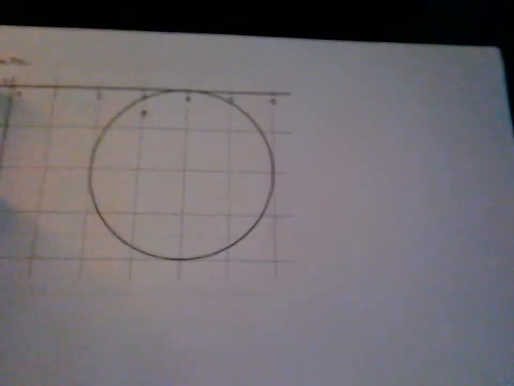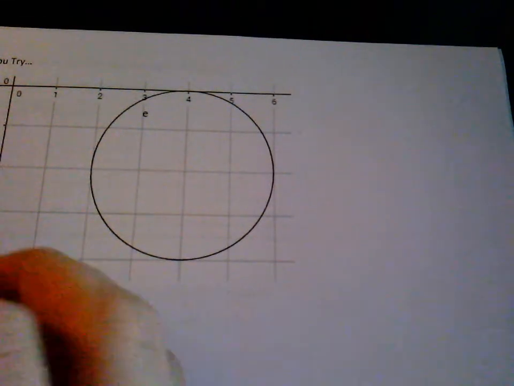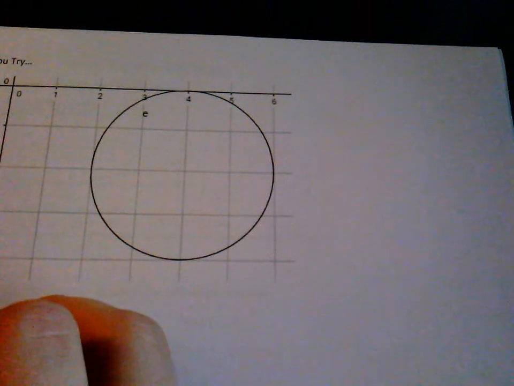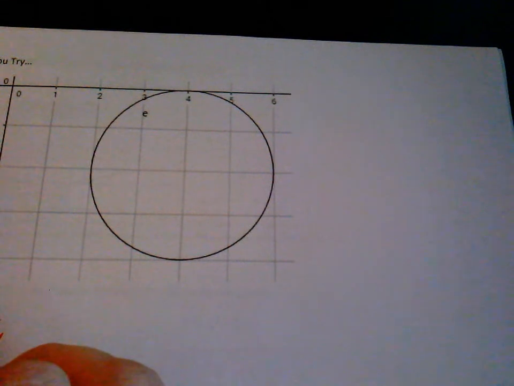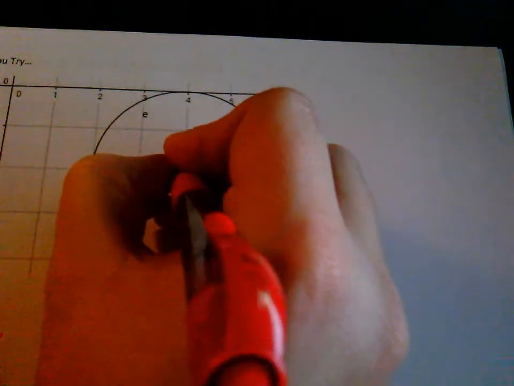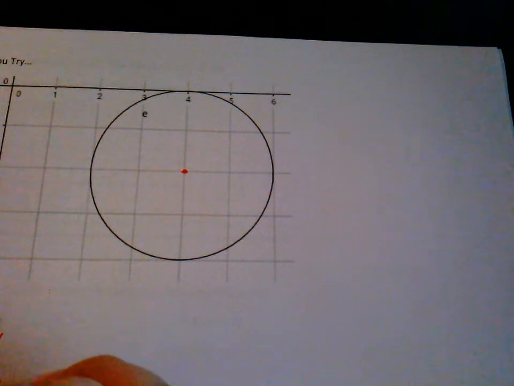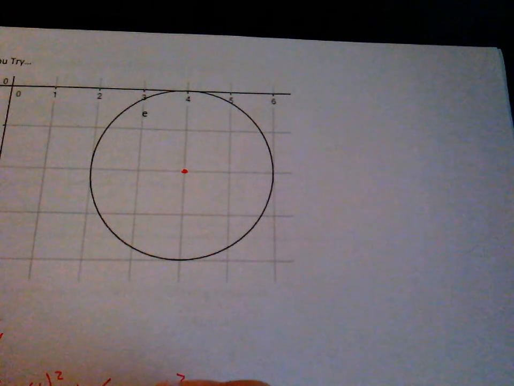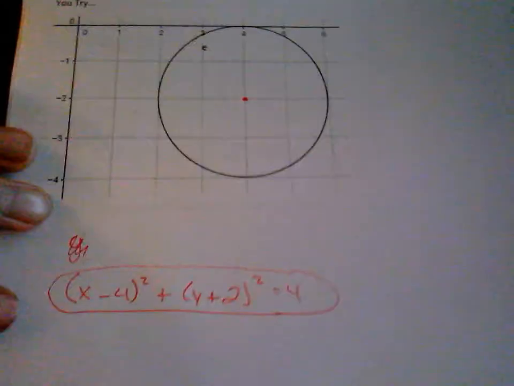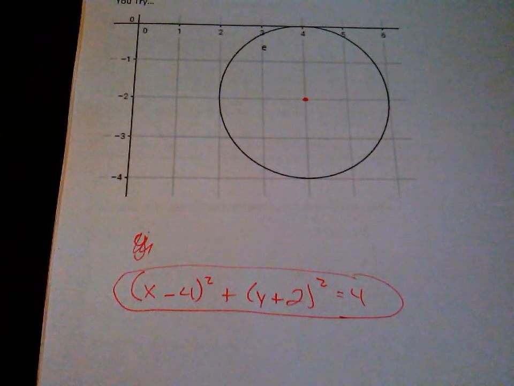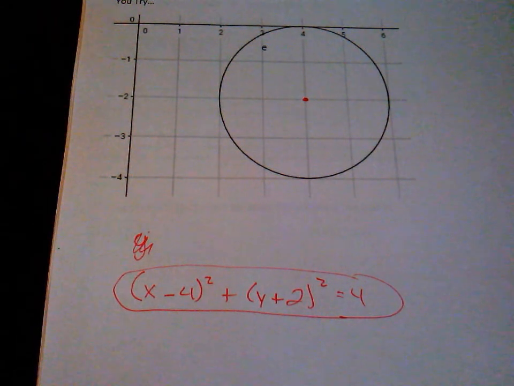Okay, I want you to do the u-try, and then I'm going to do this quickly. Okay, so if you do the u-try, because the center's right here, you should get (x minus 4) squared plus (y plus 2) squared equals 4. That should be your final answer for the u-try. Sorry. If you have any questions, ask. If not, then get started on the work.